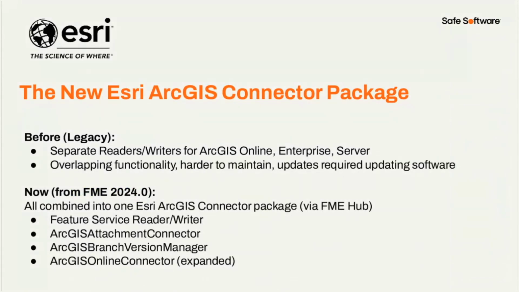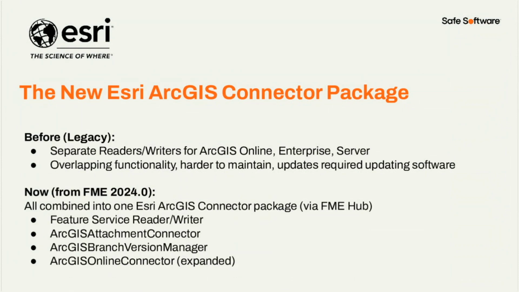So let's talk about the changes we've made. You might have noticed them already because we pushed these changes out all the way back to 2024.0, which I believe is the same version of ArcGIS Pro 3.3 if you're using data interop. Previously, we had built-in readers and writers for ArcGIS Online, Enterprise, and Server. These had overlapping functionality, which was harder for us to maintain and meant that you had to update your software if you wanted to get access to the new versions.